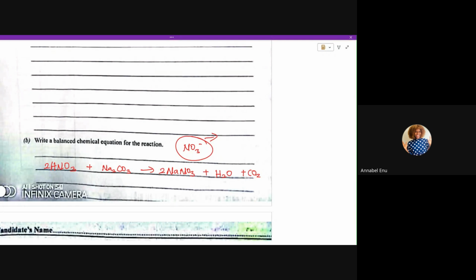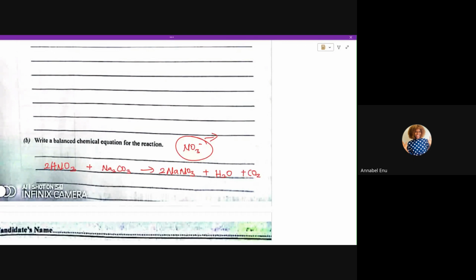Remember, I'm not going to alter the subscripts. It's the coefficient, the big number at the front, that is affecting. Because altering the subscripts is changing the whole formula. And then the next is sodium. Sodium in reactant is 2, and also 2 in the product.